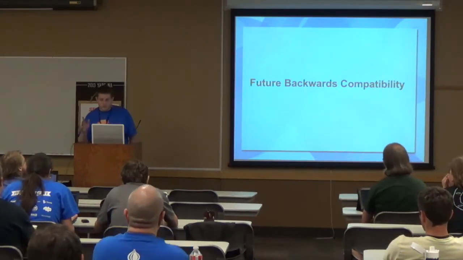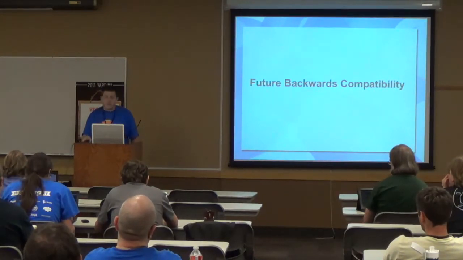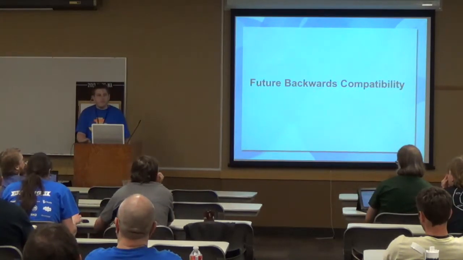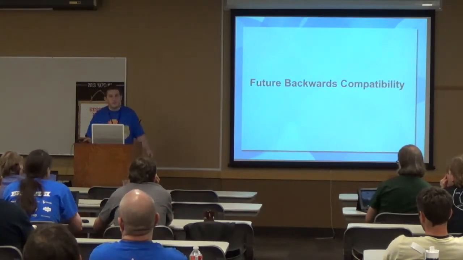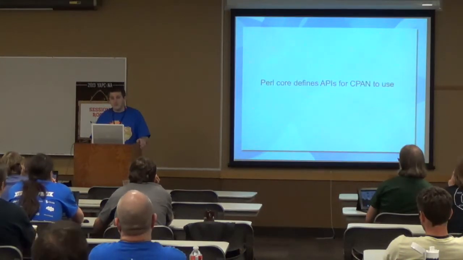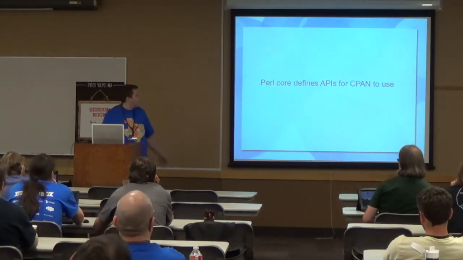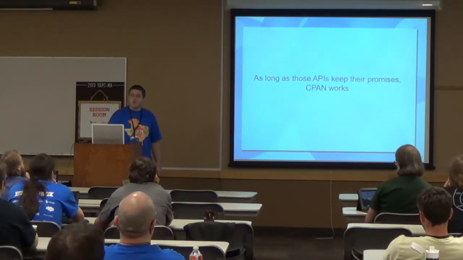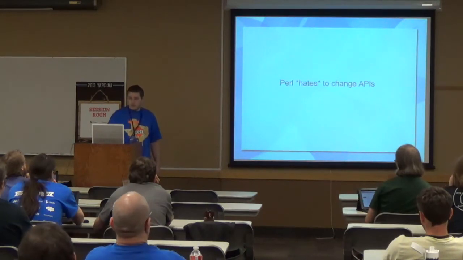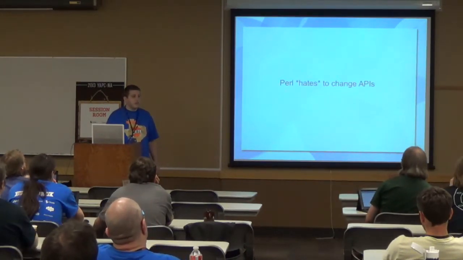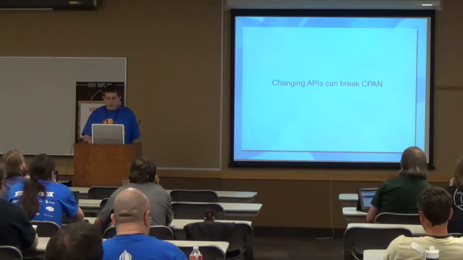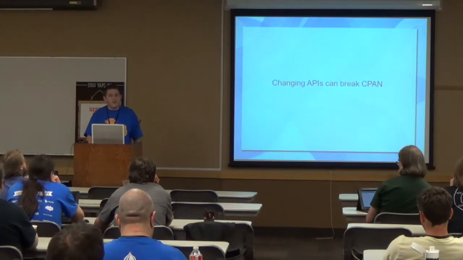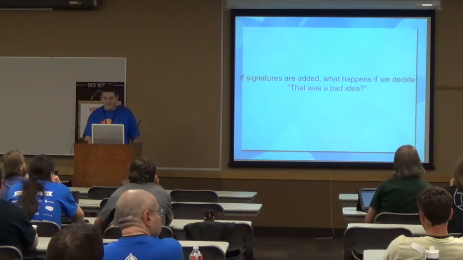So one of the concerns on the list I took most seriously was we have to make sure that it's done right the first time, because even if you don't realize it now, you will be supporting it forever. Or someone will. So the Perl defines the APIs for CPAN somewhat. And as long as those APIs keep their promises, CPAN works. And we hate to change the APIs for very good reasons. I am a fan of backwards compatibility. And if we change those, we break CPAN. And that's why I love backwards compatibility, because I love CPAN. And I want it to keep working.